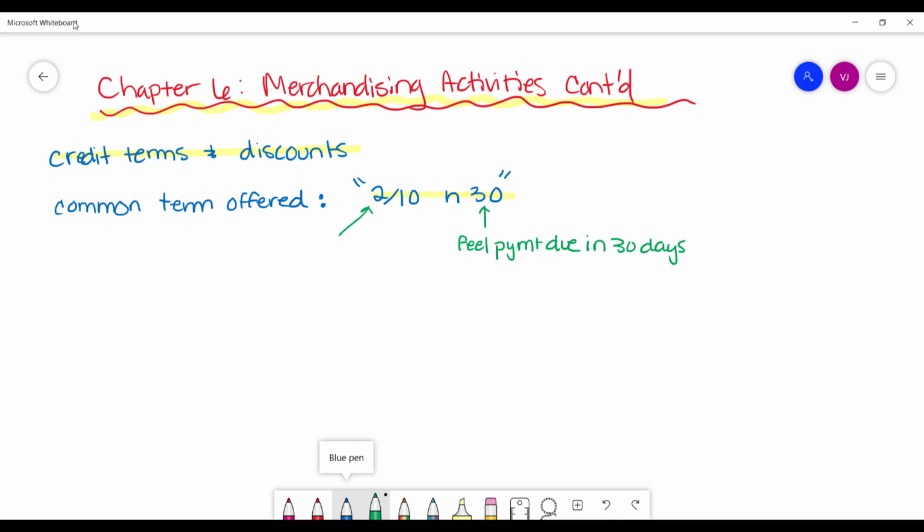However, the way this is set up, you can get a 2% discount if the full amount, or in this case, the discounted amount, or whatever the agreed upon amount is, is paid within 10 days. So if I buy something on account from my supplier, and these are the terms, they're offering to give me a 2% discount if I pay them within 10 days. However, if I don't pay them within 10 days, I have to pay the full amount in 30. So that's how you would read that.